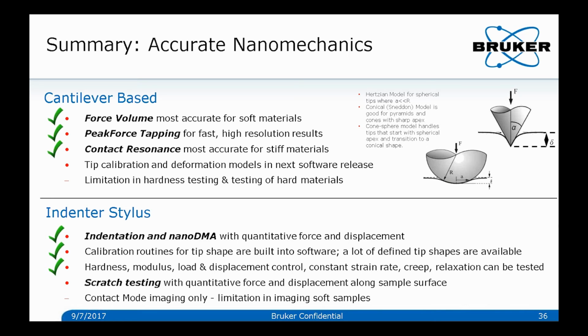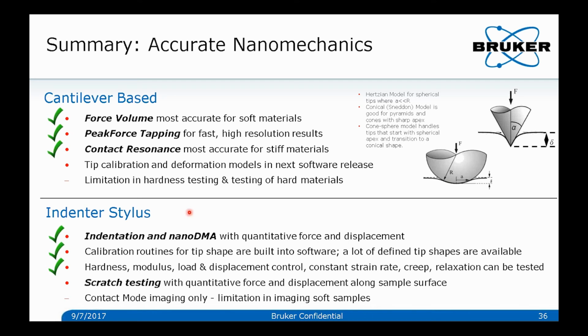In summary, we talked about cantilever-based measurements. We talked about the high sensitivity of the cantilever to measuring small volumes or very small forces. We talked about some of the very high-resolution topographical imaging modes of the AFM, which is the true strength of the AFM. There's tip calibration and deformation models. There's limitation in terms of hard samples, where you may have some torsional motion or some rotation of the indenter tip. So for harder materials, the indenter stylus would be preferred.